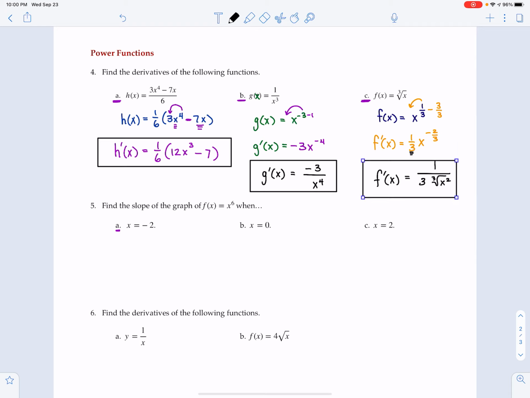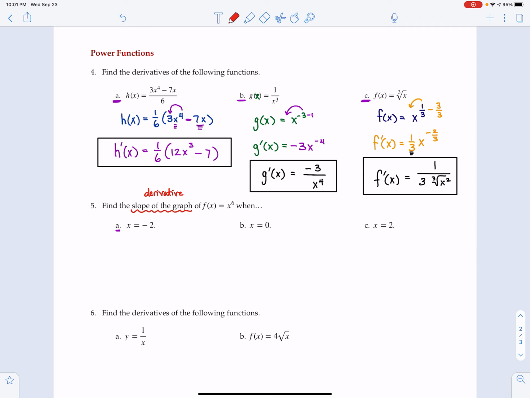All right. If that moved a little quickly for you, feel free to replay this part of the video. We're going to look at number 5, or at least part of number 5, letter A specifically. And this is not too bad. Let's read the question. It says, find the slope of the graph of f of x equals x to the 6th when, and then it gives you 3 different problems. First and foremost, in order to find the slope of the graph, that's just a phrase meaning find the derivative. So we're going to do that.